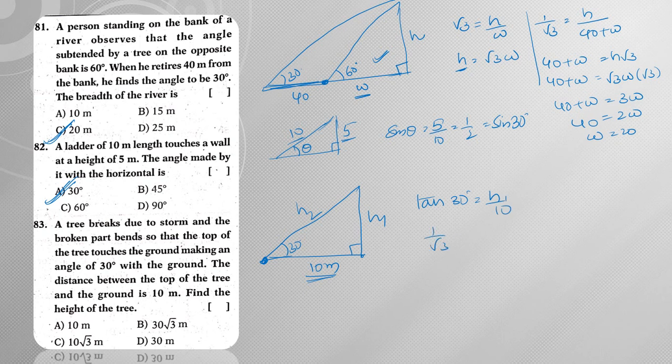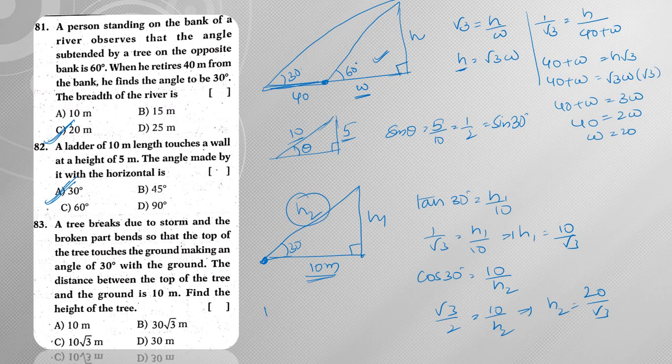So tan 30 is 1 by root 3, which is equal to h1 by 10. From this, h1 is equal to 10 by root 3. Next, since I need to find out h2, I am going with cos 30 degrees. Cos 30 degrees is equal to 10 by h2, which is nothing but root 3 by 2 is equal to 10 by h2. On doing cross multiplication, h2 is equal to 20 by root 3.